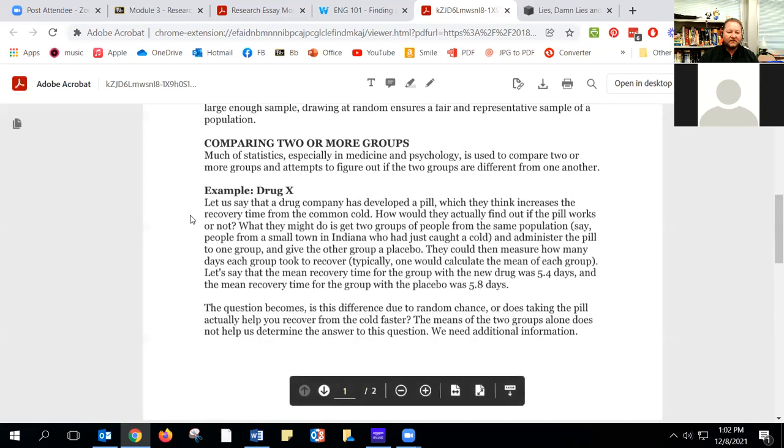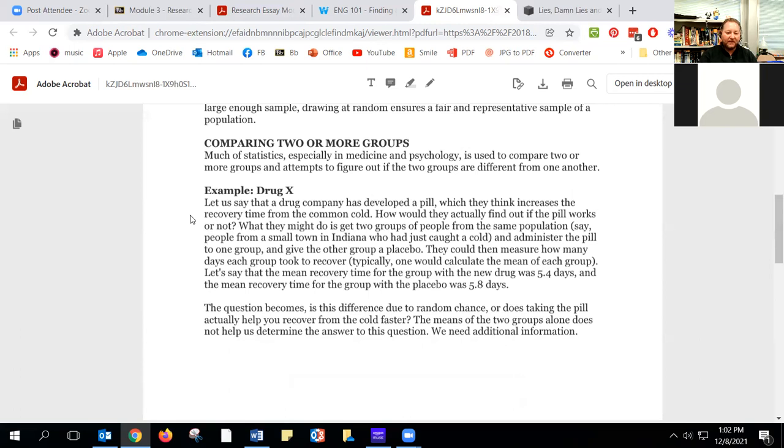What they might do is get two groups of people from the same population, say people from a small town in Indiana who had just caught a cold. So two different groups of people in small town Indiana who just had a cold, and then administer the pill to one group and give the other group a placebo or a drug that they think is the real drug, but it's really not. It's usually like a sugar pill, right? But they don't know it's not the real drug. They could then measure how many days each group took to recover, right?